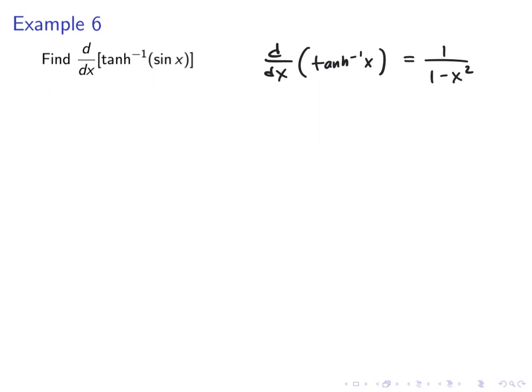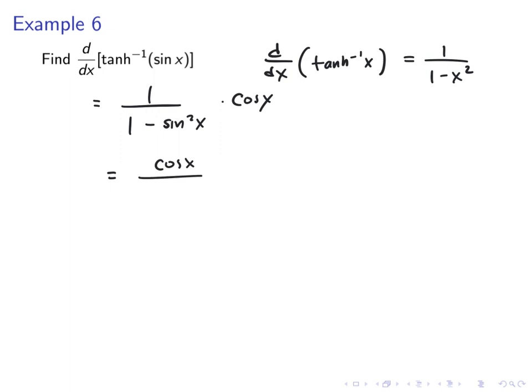All right, so this is just a chain rule. The outside function is tanh inverse, the inside function is sine. So it's just the derivative of the outside function: 1 over 1 minus the inside function squared, so sine squared x, and then times the derivative of the inside function, which is cosine. So this is cosine x.